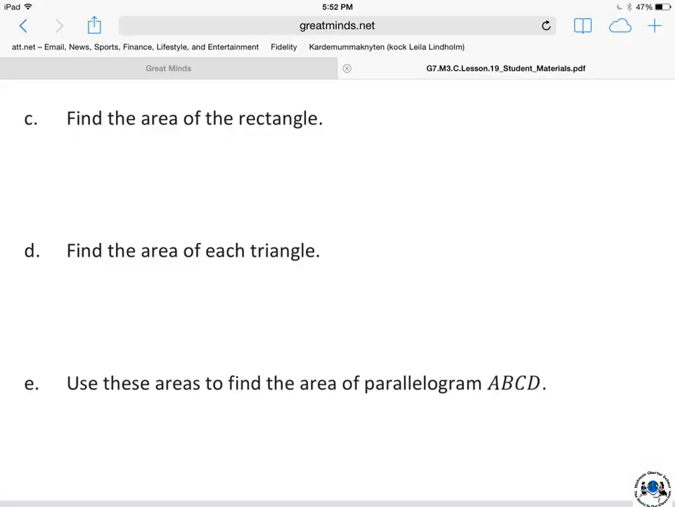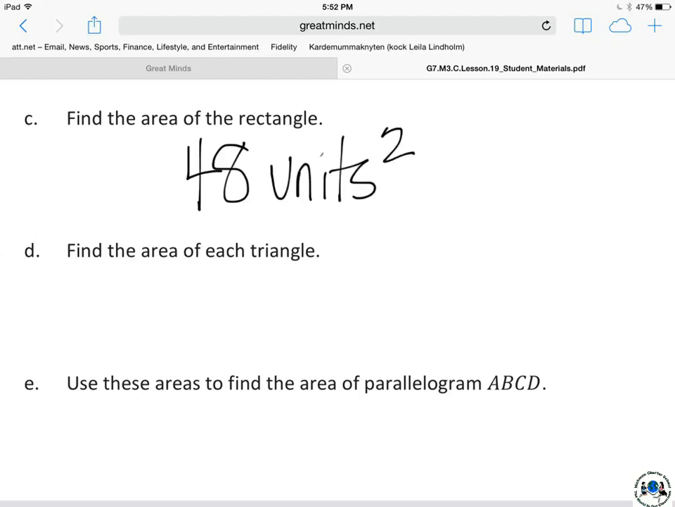Let's go ahead and fill that in part C here. The area of the rectangle, the floor of our rectangle, is 48 square units.